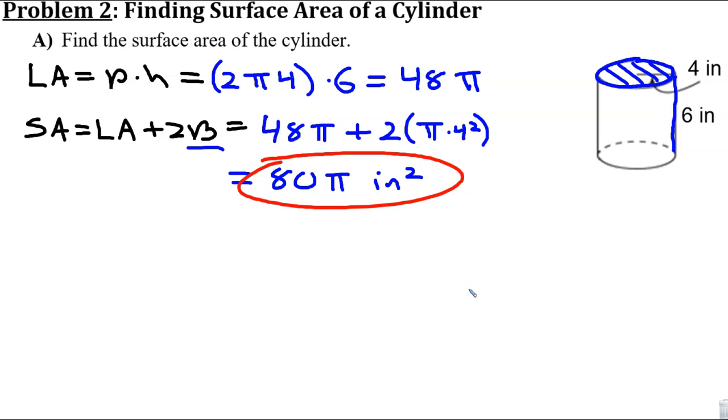All right, so that's finding the surface area of a cylinder, just like finding the surface area of a prism, except using circles for the perimeter and area of our base. Once again, there's a part B. Take a minute, pause this video, work through part B, get your answer checked, and then you can continue with the lesson.